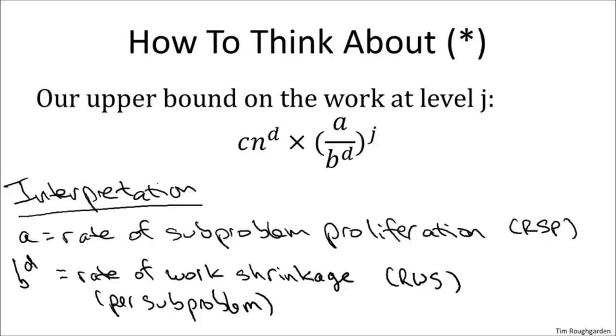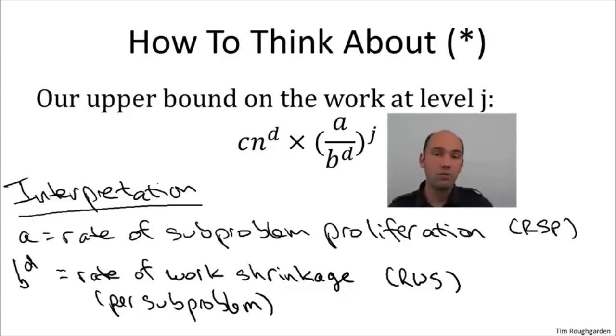So remember what b denotes. That's the factor by which the input size shrinks with the recursion level j. So for example, if b equals 2, then each subproblem at the next level is only half as big as that at the previous level. But we don't really care about the input size of a subproblem, except in as much as it determines the amount of work that we do solving that subproblem. So that's where this parameter d comes into play.